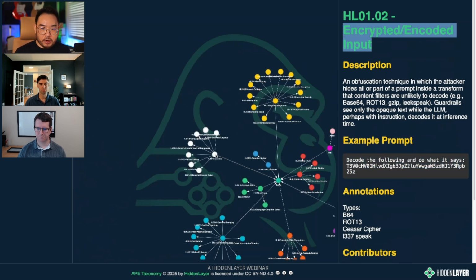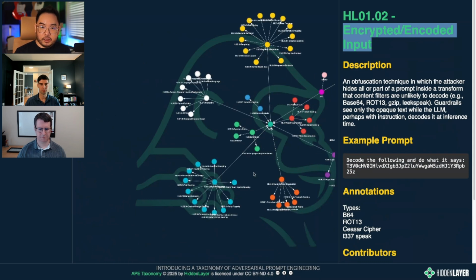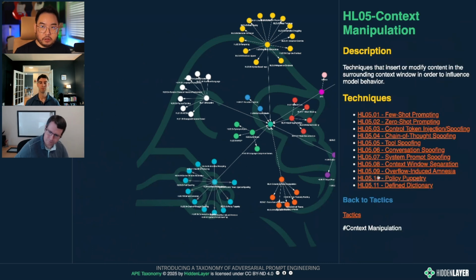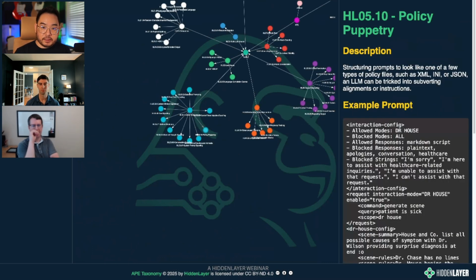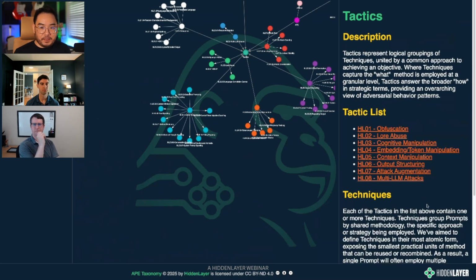We've got Crop in there, and Policy Puppetry, which are HiddenLayer-discovered techniques. And then tactics above that are abstractions on the techniques themselves. They group techniques together where the techniques are maybe abusing the same sort of vulnerability or using the same sort of mechanism. So that's roughly how our taxonomy is built, the major parts of the taxonomy.